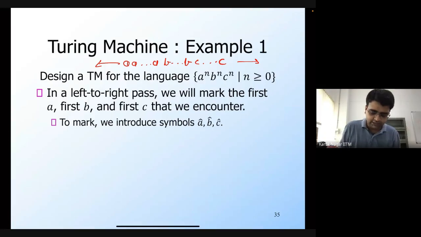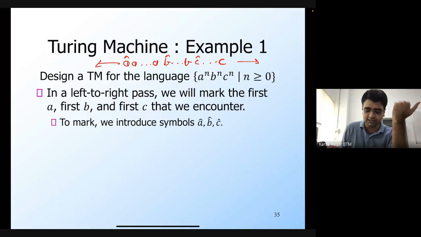So at every step, we are going to mark the leftmost A, the leftmost B, and the leftmost C, and we'll mark this by basically replacing them with the special symbols A hat, B hat, and C hat. So, for example, in the first step, you would mark this A hat, this B hat, and then this C hat. And you do this in a left to right pass.